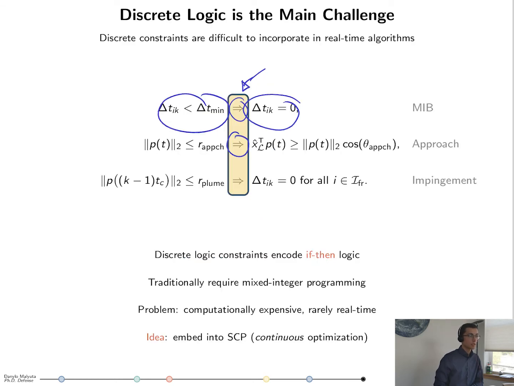Discrete logic constraints, like I said, are challenging because of this implication statement, which basically encodes, if you're more familiar with, say, programming, if-then logic. It says that if this holds, then this must hold. Traditionally, this kind of logic would be modeled using integer or binary variables. And that's the domain of mixed integer programming, but that's computationally an expensive approach and rarely real time for high dimensional problems. So we want to do something better because ideally it's going to be an onboard algorithm.